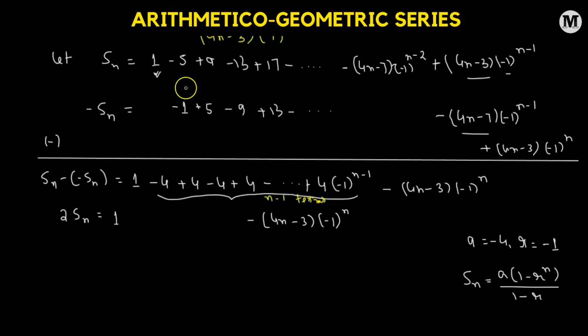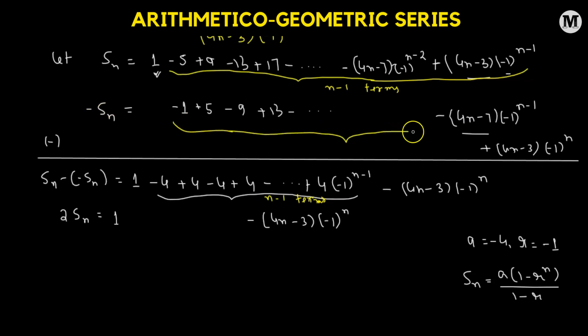Now consider Sn. If we exclude 1, because total Sn has n terms, so if we exclude 1 starting from negative 5, which is the second term, and going all the way up to the last term, we are going to have n minus 1 terms. For the next sum, negative Sn, we start from the first term and go all the way up to the last term. Here we are going to exclude the last term. So here also we have n minus 1 terms, because in total we have n terms. If we exclude the last term, we will be left with n minus 1 terms.